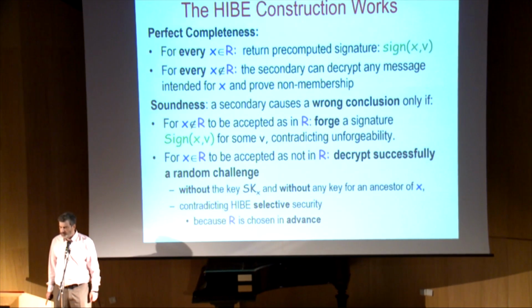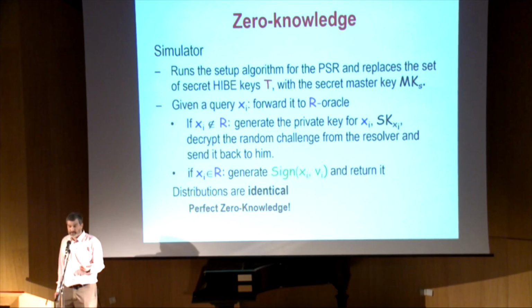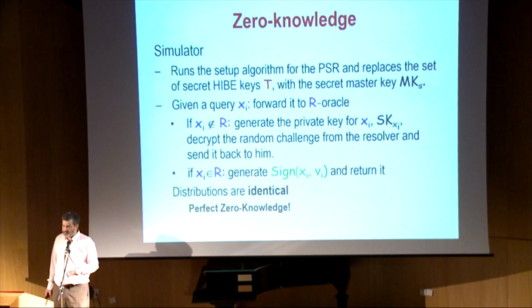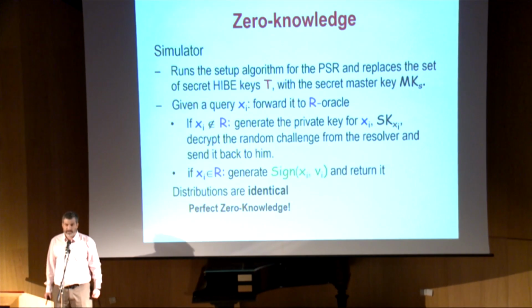And the more interesting aspect is, why is it zero knowledge? What does the simulator do? Well, the simulator is also extremely simple. You run the setup algorithm for the PSR, and you publish the public key. Given a query X, you ask the R oracle whether it's in the set or not. If it's in the set, of course, you produce a signature that it's in the set. If it's not in the set, you simply generate the private key for this guy using the master key.